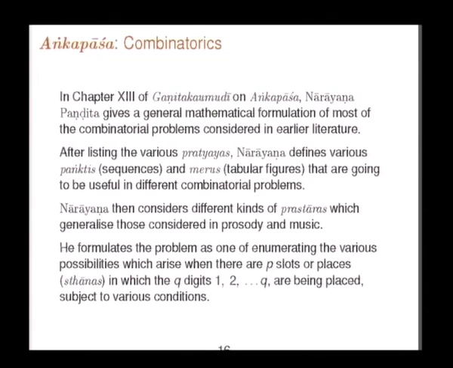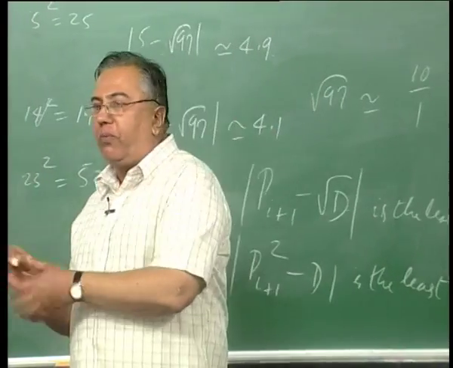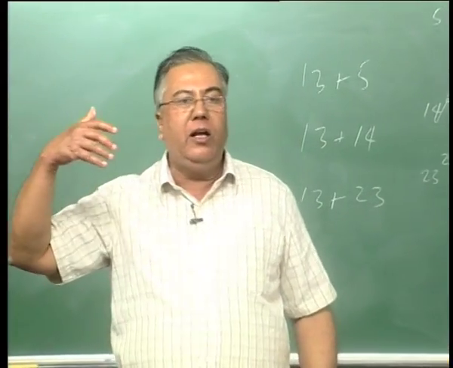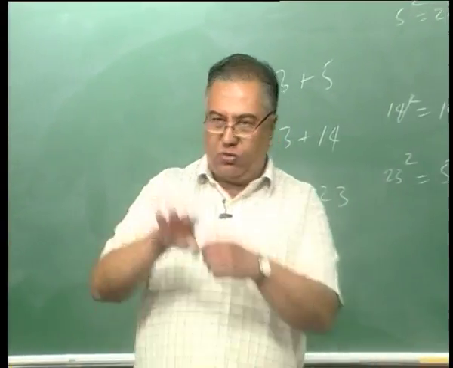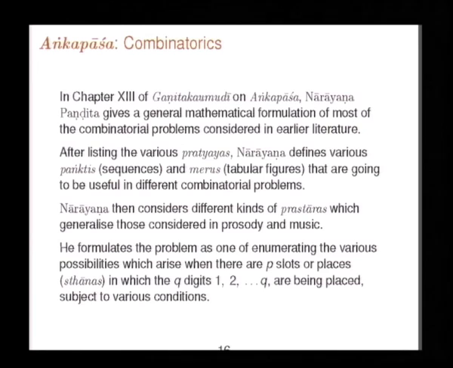What Narayana Pandita does is he gives a general mathematical formulation to all the combinatorial problems that were earlier considered in the literature, starting from prosody to music and in mathematics. In the beginning the chapter starts with defining the various pratyayas that come in combinatorics. That is prastara, sankhya, nashta, uddishta, what do they mean. Then he starts by giving auxiliary mathematical quantities. So he first defines various sequences.